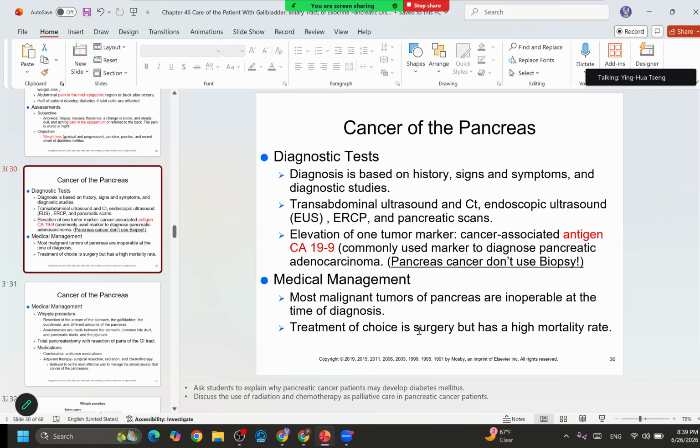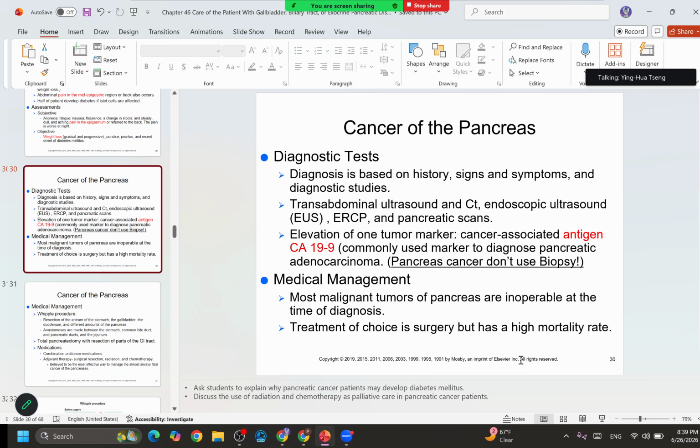All right, diagnosis. Okay, so pancreas diagnosis. Pancreas here, I highlight here. For pancreas cancer, usually we don't use a biopsy. Lots of cancers we use a biopsy, right? I remember I told you biopsy is the correct way to diagnose cancer. But not for the pancreas. For the pancreas, we don't use a biopsy because the pancreas is small and doesn't have many different layers, so it's very difficult to collect a sample.